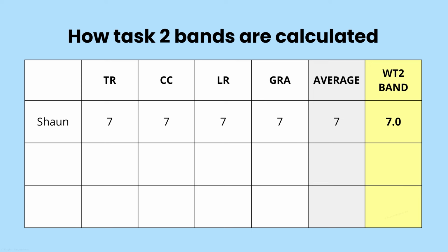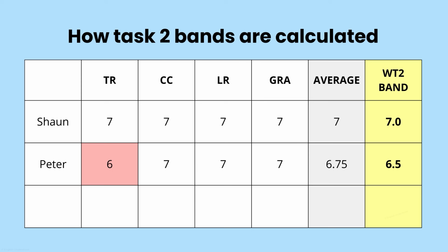Now, let's quickly talk about how task 2 bands are calculated. Let's have a look at Sean. He got 7, 7, 7, 7 for all of the 4 criteria. So his average is 7. That means his writing task 2 band will be a 7. Now, Peter, on the other hand, he got 6, 7, 7, 7. So his average is 6.75. That means his writing task 2 band will be a 6.5.